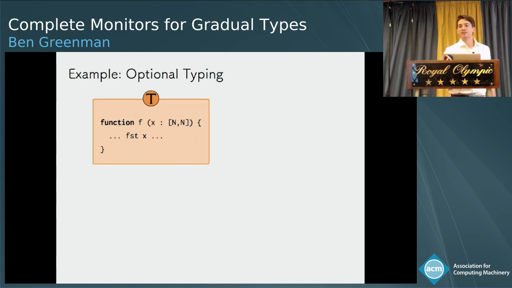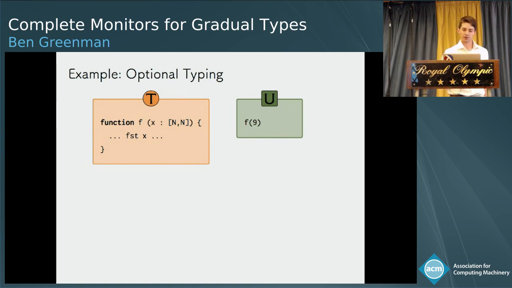Suppose I have a function f that says it expects a pair of numbers. And then inside the body of the function, we do something with the first element of that pair. If we're in a mixed type language, we can call f from untyped code. And untyped code can supply any value that it likes, including the integer 9, to this function that expects a pair. In an optionally typed language, the types mean nothing when we run the program.